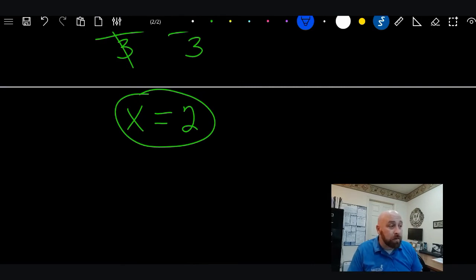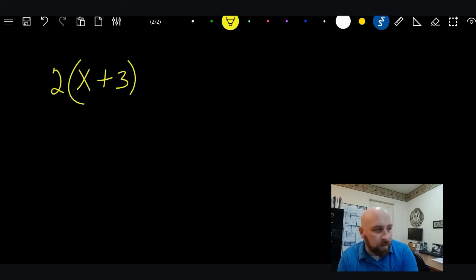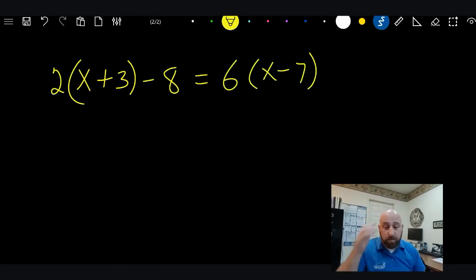Just follow your steps. Now, the one that we just did not have a step 1. So let's do one with a step 1. Let's put an x plus 3, and we'll put a 2 out in front of that. So that's going to have to be distributed. Minus 8 equals 6, parenthesis, x minus 7. That also has to be distributed.